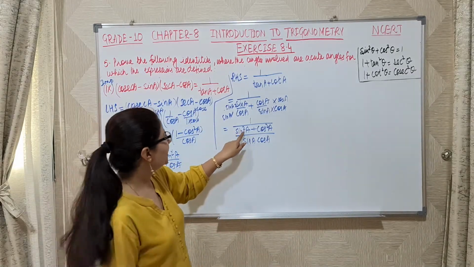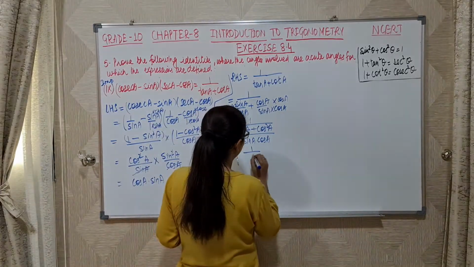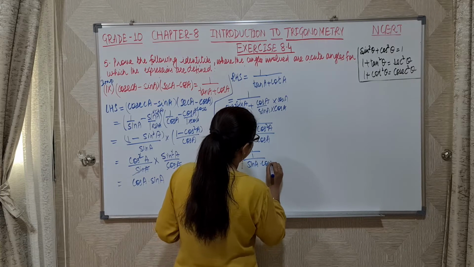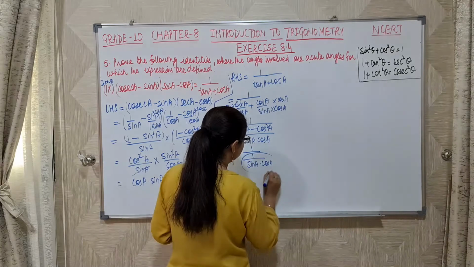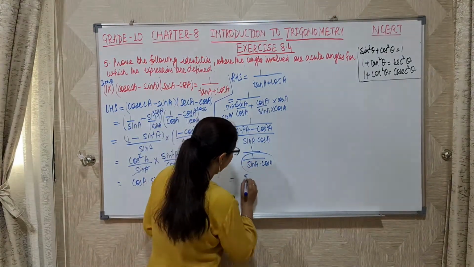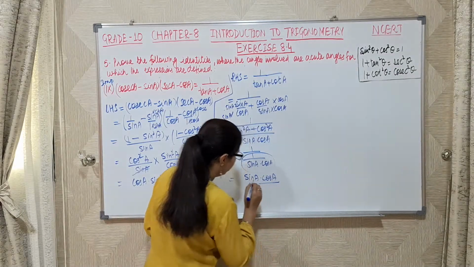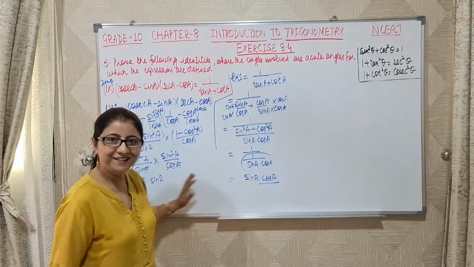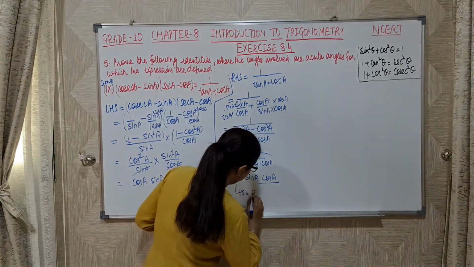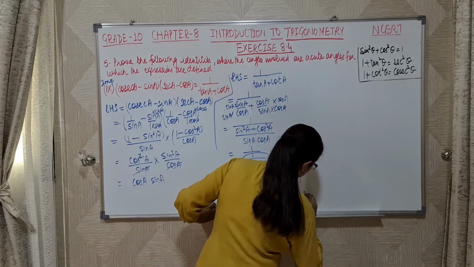So now sine square A plus cos square A is 1. So this is 1 over sine A into cos A. So this is our denominator. We will do the reciprocal and get sine A into cos A. So you can see both are same. So we can say therefore left hand side is equal to right hand side, hence proved.